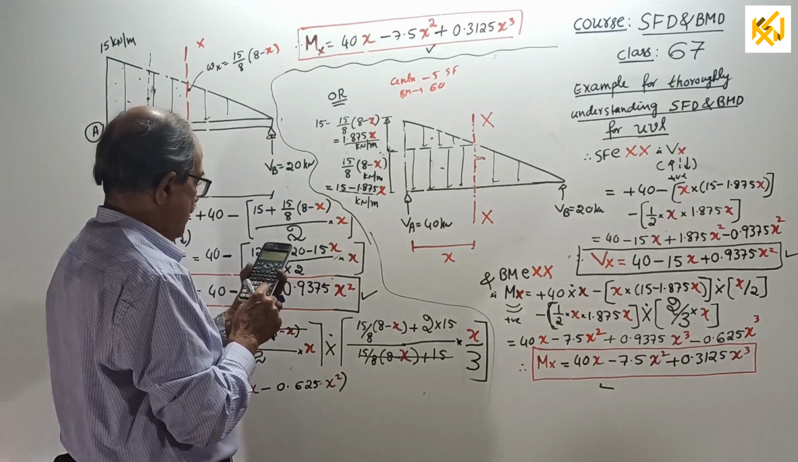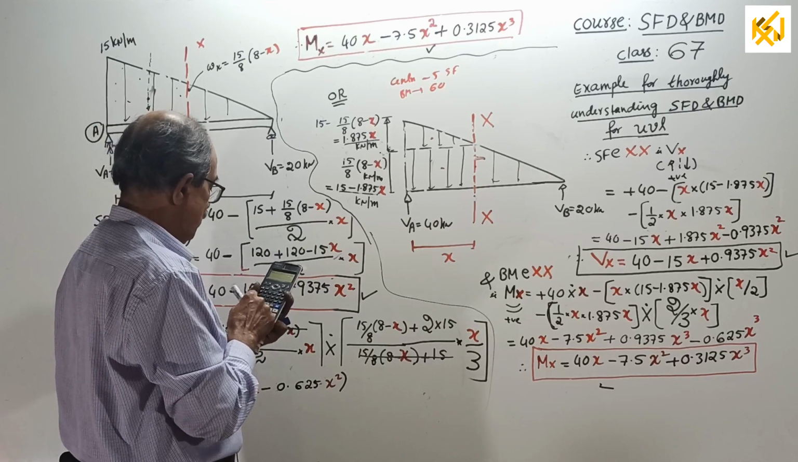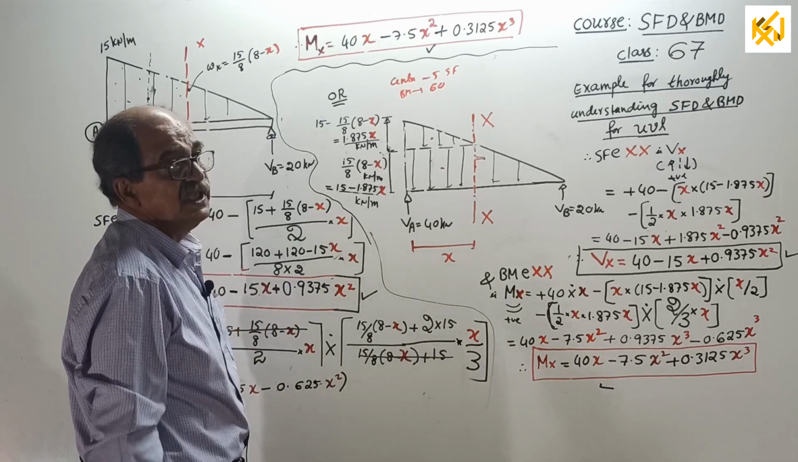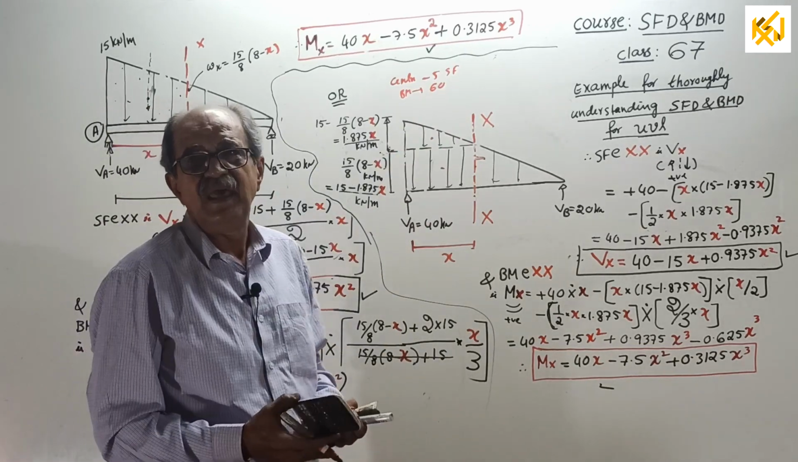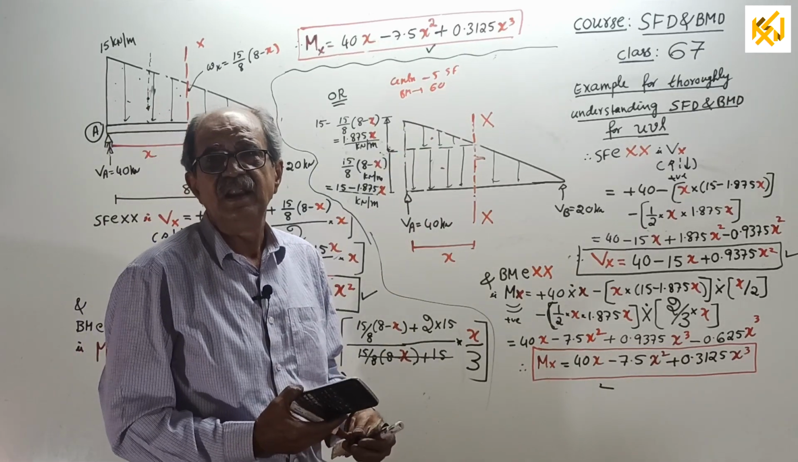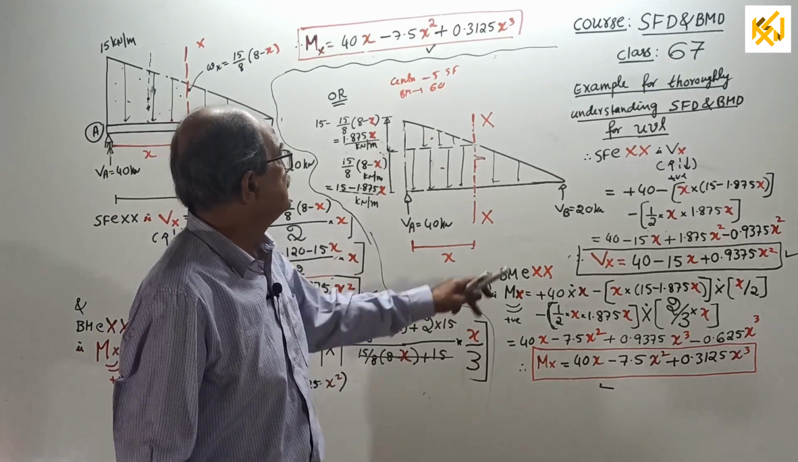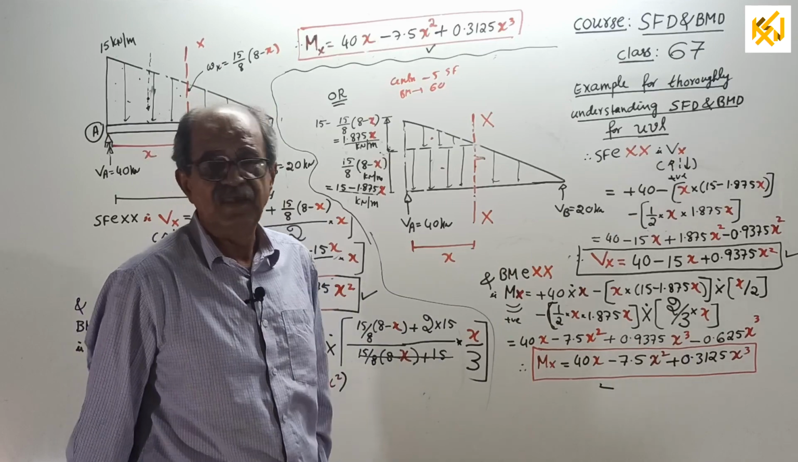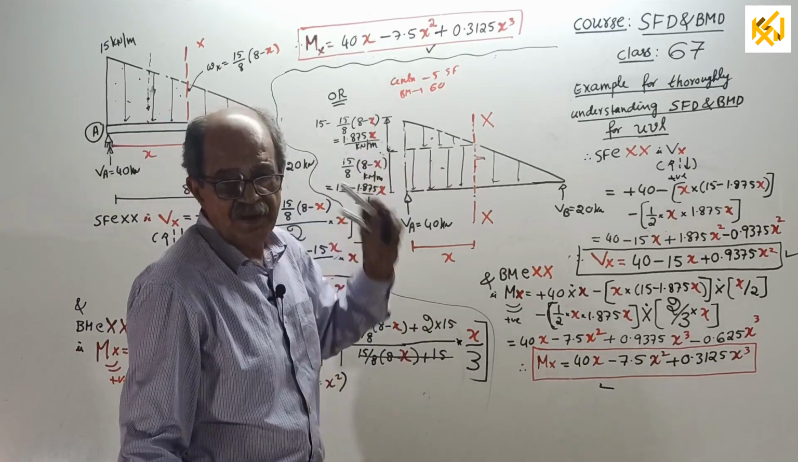40 into 4 minus 7.5 into 4 square plus 0.3125 into 4 cube. 60 kN meter. You never bother how I got 60. Some tricks are there. That all I will tell later in objective type questions, not now. Right now, our purpose is to systematically draw SFD BMD. Now, I will conclude this one by drawing SFD BMD.